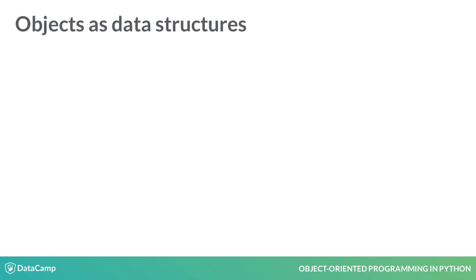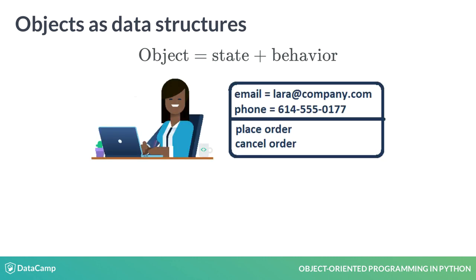The fundamental concepts of OOP are objects and classes. An object is a data structure incorporating information about state and behavior. For example, an object representing a customer can have a certain phone number and email associated with them, and behaviors like place order or cancel order. An object representing a button on a website can have a label and can trigger an event when pressed.